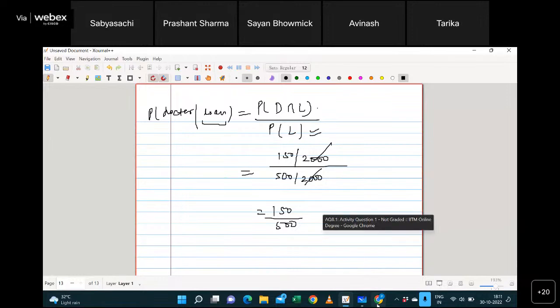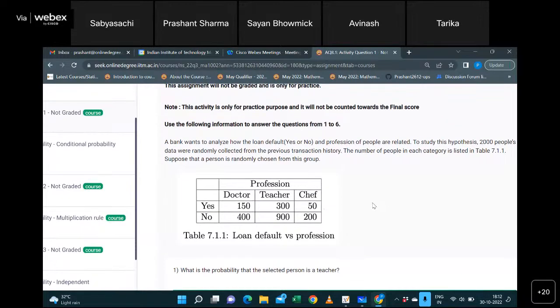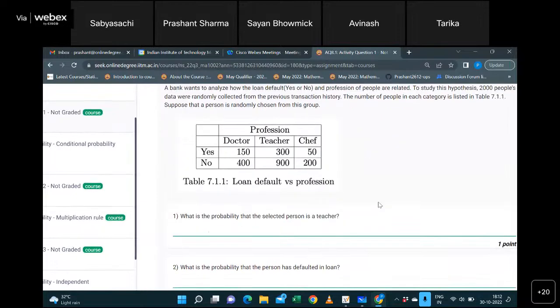You can do it directly. It is given that he has defaulted on the loan. So what is the probability that he is a doctor? So 150 divided by 500, direct. So we are taking the row relative frequency in this case. According to the statement of the question, you have to think.